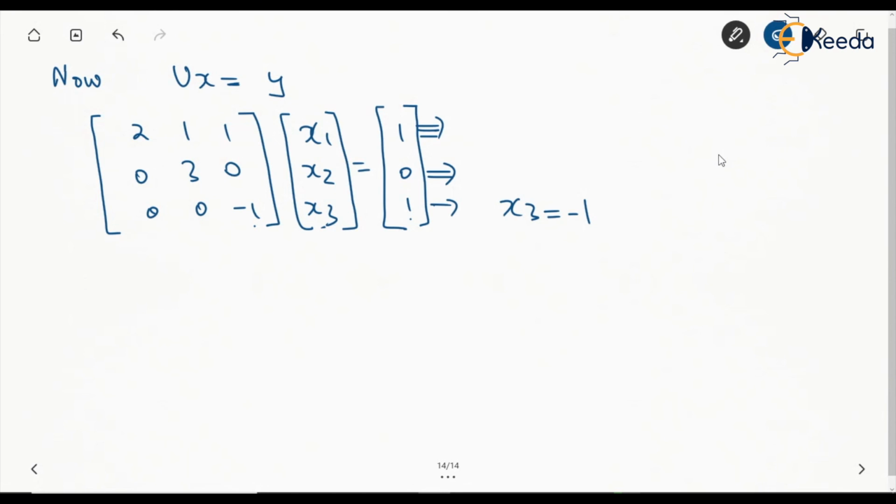Now substituting this, 0 times of x1 plus 3 times of x2 plus 0 times of x3 is equal to 0. So this gives x2 is equal to 0. And then substituting in the first equation, 2 times of x1 plus 1 times of x2, x2 is 0, and 1 times of x3, x3 is minus 1. So this will give x1 equal to 1. So the solution we were looking for is X is equal to 1 0 and minus 1. So this is the solution for this.